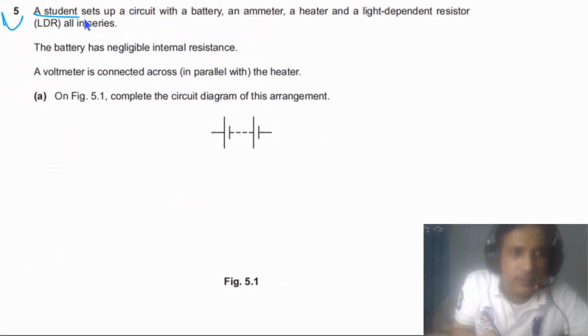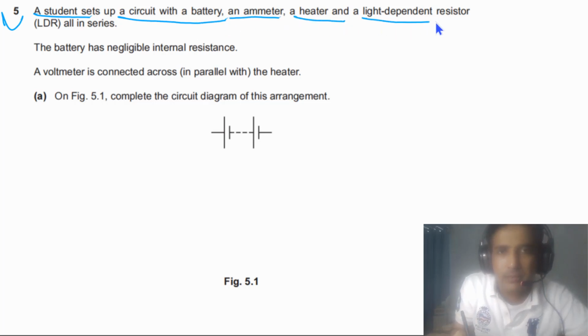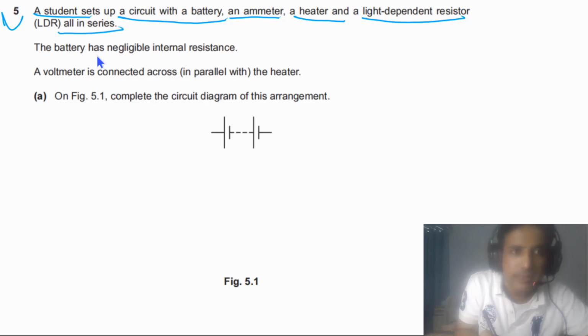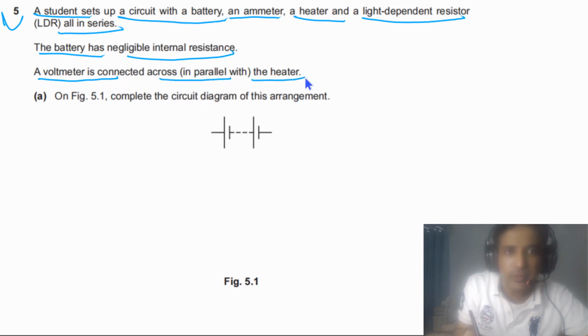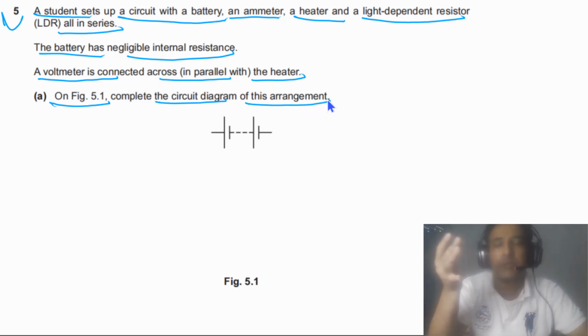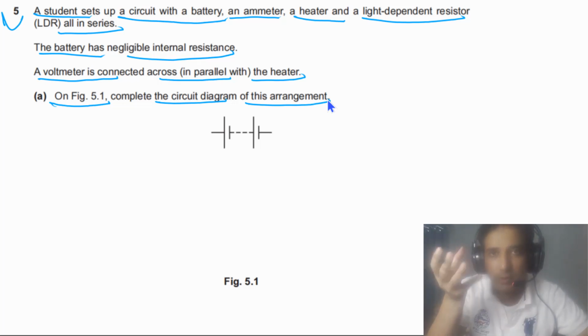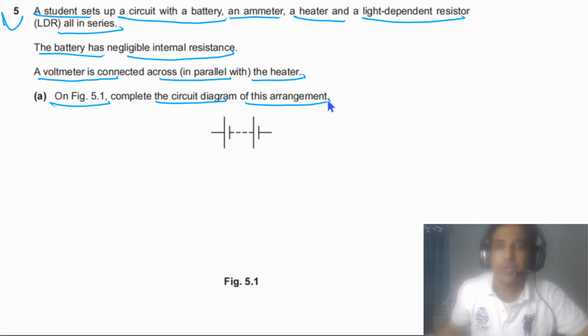Question 5 says a student sets up a circuit with a battery, an ammeter, a heater and a light dependent resistor all in series. The battery has negligible internal resistance. A voltmeter is connected in parallel with the heater. For part A on figure 5.1, complete the circuit diagram of this arrangement. Pretty straightforward question. We need to connect all the components in series, and then connect the voltmeter in parallel with the heater. Let me show you how you can quickly sketch this circuit.